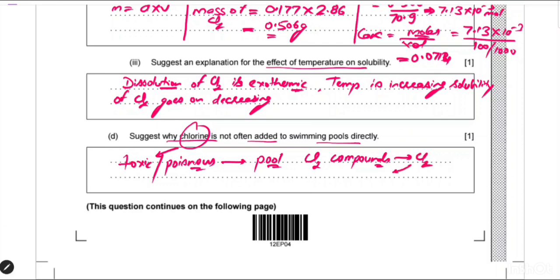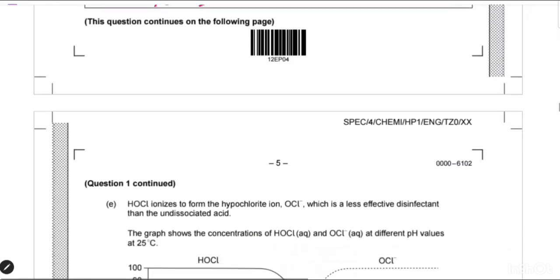We use that. Since it is a toxic poisonous gas, it can cause harmful effects. It can be harmful if you use it directly. Hence, we do not use chlorine directly in swimming pool water. Instead of it, we use compounds of chlorine, and these chlorine compounds are added to swimming pool water so that they release chlorine gas slowly and disinfect. So that should be the answer for part D.